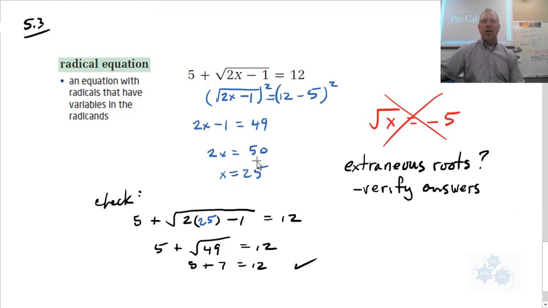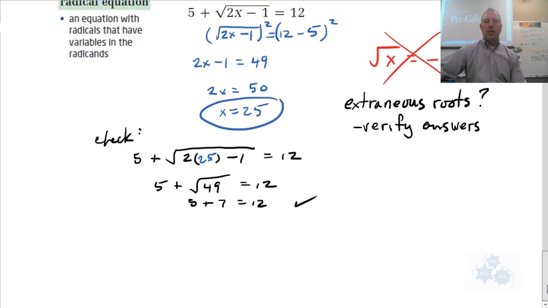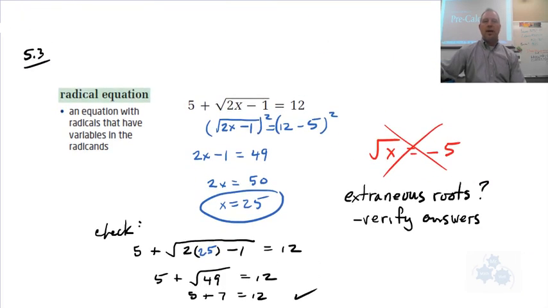Now please make sure you check, because when you square both sides you can get into some trouble with the math a little bit, and sometimes you can get an answer that doesn't actually fit in your original equation. So you have to check every time. In this case, I did plug in my answer, and this statement is true. The original statement does turn out to be true, so this is my acceptable answer here, x equals 25. That's 5.3. That's the end of Chapter 5.